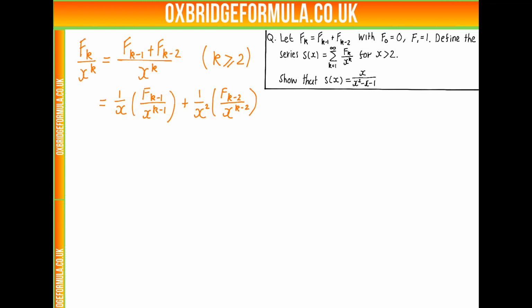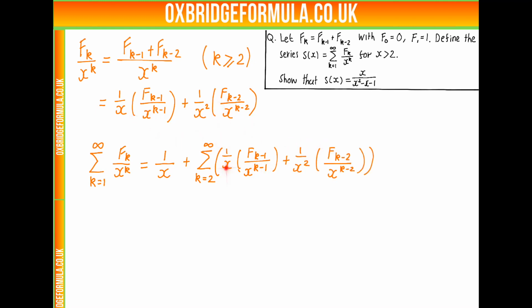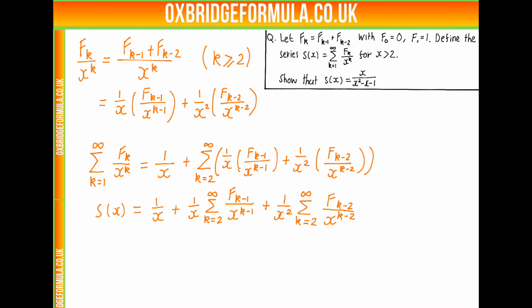So what could we do? Well, if we're doing the sum, let's substitute this information in, from k equals 1 to infinity. This only holds for k greater than or equal to 2, so firstly, let's get rid of the first term, 1 over x, and then take our sum from 2 onwards. And we have 1 over x, f_{k-1} over x to the k minus 1, plus 1 over x squared, f_{k-2} over x to the k minus 2. So this is completely equal to this. And you can probably see where this is going: if we pull the 1 over x out of this part of the sum, or the 1 over x squared out of the other, we have something very close to S(x).